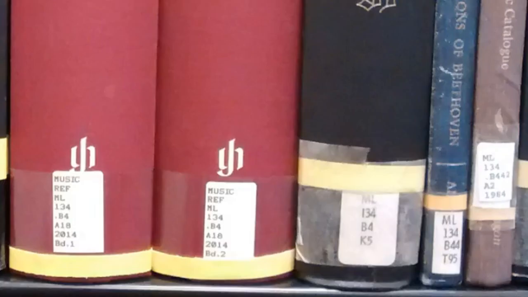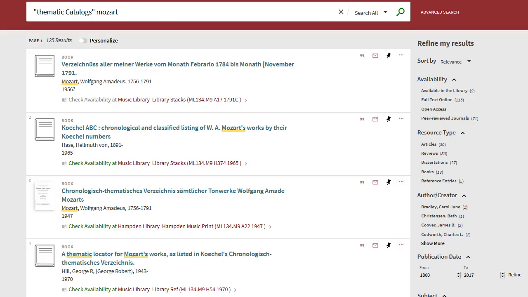In the Library of Congress classification, standalone thematic catalogs are usually found in the ML134 call number area, though this section also includes other types of bibliographic works, including the research handbooks we explored in another video. Thematic catalogs is a recognized Library of Congress subject heading, so you can also try looking for them by searching the library catalog on this term plus a composer's name, as for example, Mozart thematic catalogs.